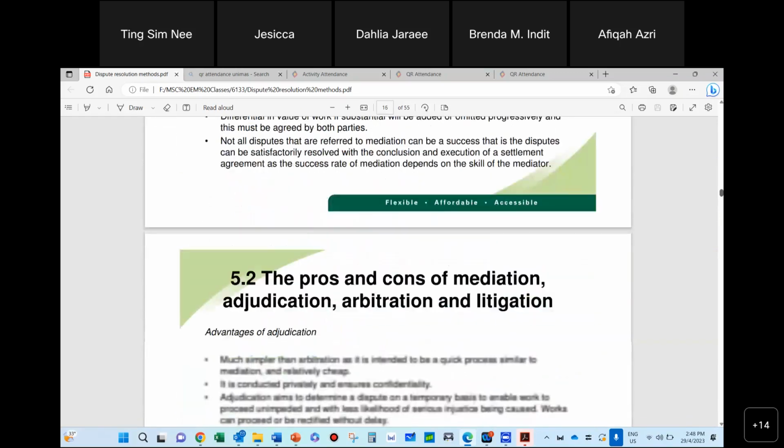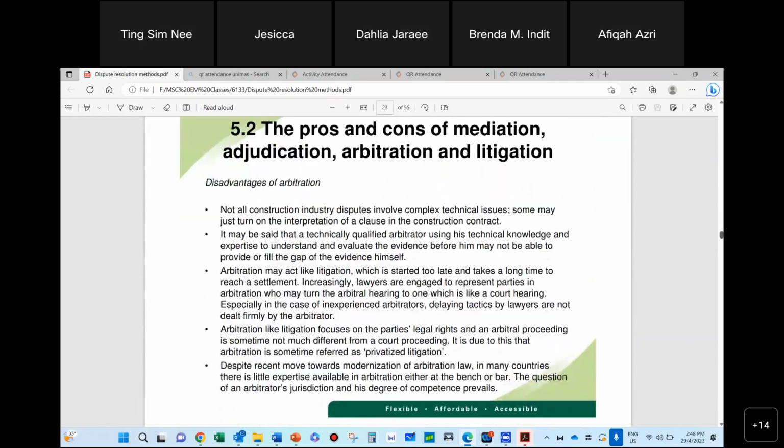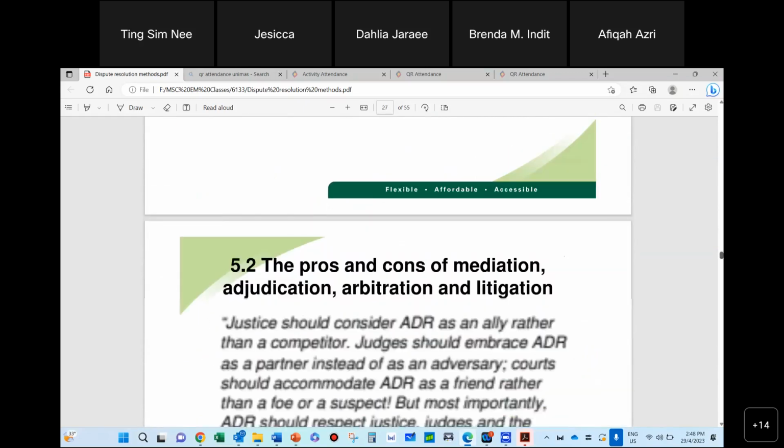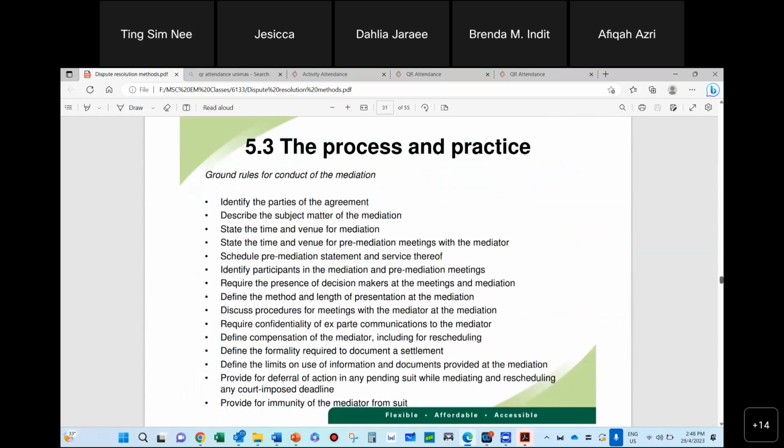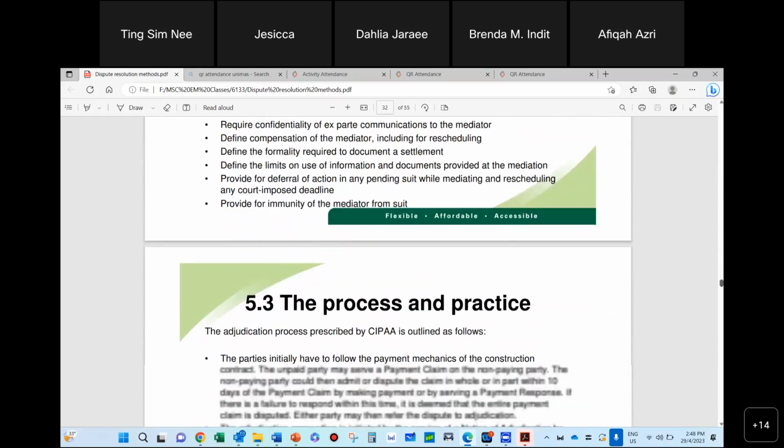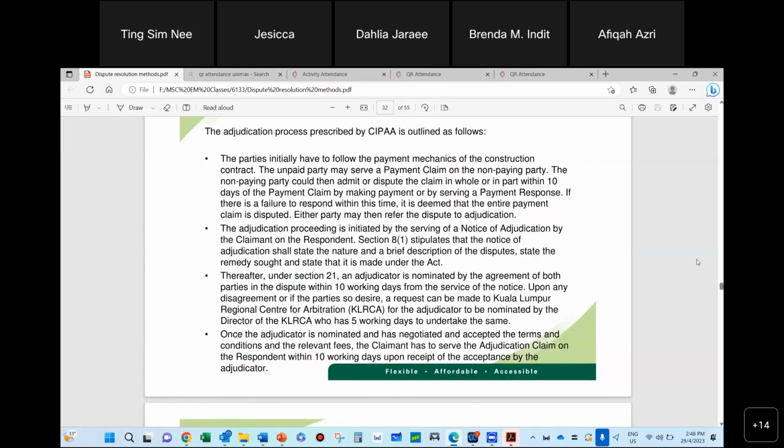Okay. Now the pros and cons, I've gone through them with you as I go along. So I will skip 5.2 and go to the processes. But you can see that, right? Because it's CIPA, it's payment. So it's always that kind of case that refers to adjudication. Even though it's statutory, like I said, most parties will only use it for payment related cases.